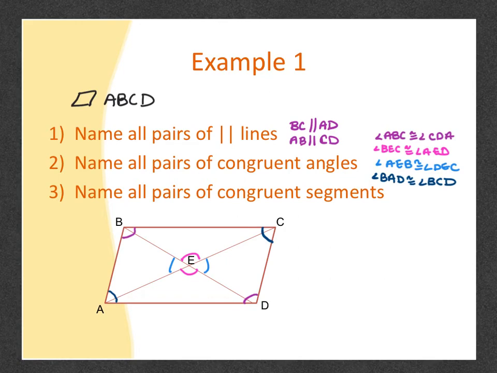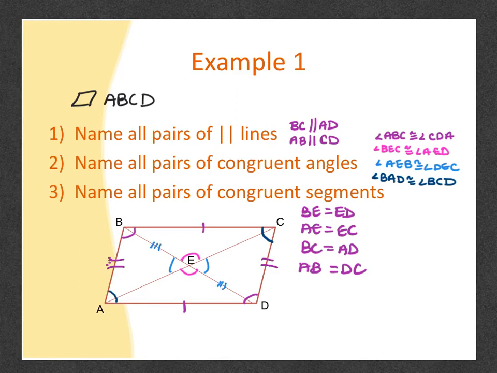Okay, then give me the pair of congruent segments. You have BE to ED, AE to EC, BC to AD. You're saying it faster than I can write. What was the next one you said? BC to AD. And one more? AB to CD. Good. So you've got your opposite sides that are congruent, this one to this one to this one, and then you've got your diagonals that are bisected, this to this, and this to this. Good job.